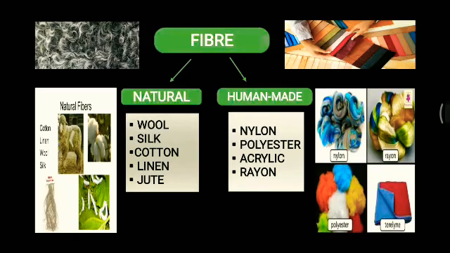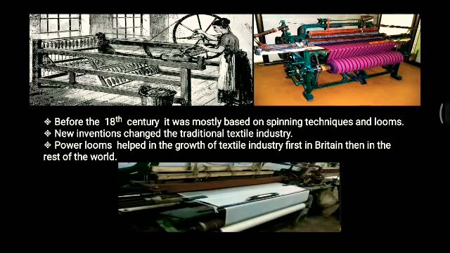Now the cotton textile industry has a very long tradition. Before the 18th century, it was mostly based on spinning techniques and looms. With the passage of time, new inventions changed the traditional textile industry, and power looms helped in the growth of the textile industry. The working of the power looms started first in Britain and then spread to the rest of the world.